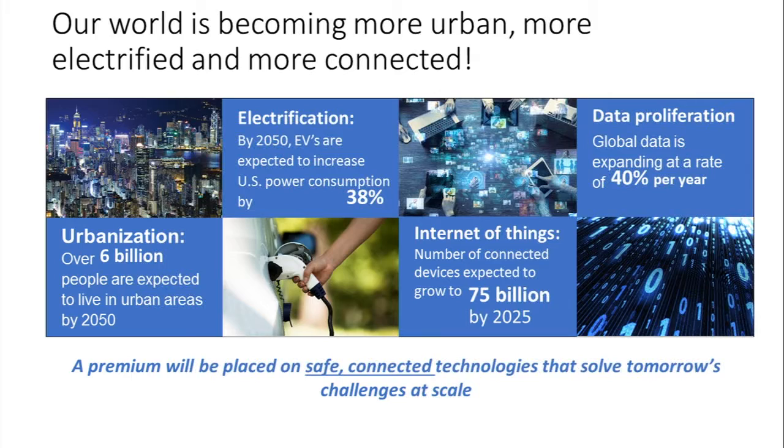When you think about connecting that up, in the next 5 years there will be 10 devices connected to the internet for every person alive on the planet. And those devices will generate data that will compound by 40% year over year for the foreseeable future. So in short, what's happening in the world around us is that it's becoming more urban, more electrical, and more connected.